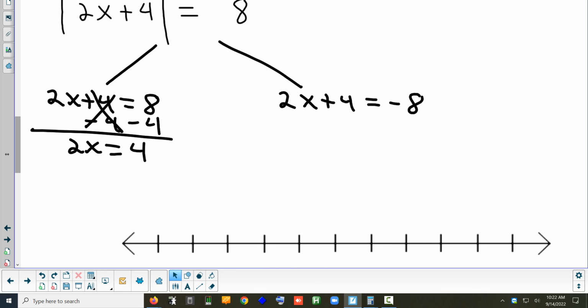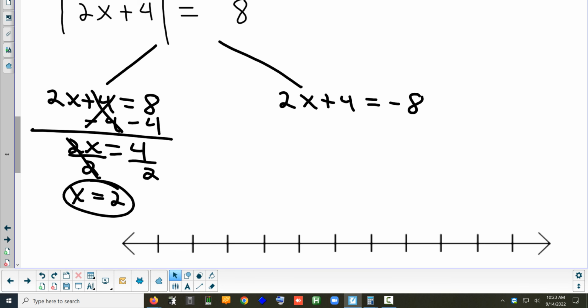Sean, what would be my last step? Divide 2x by what? 2. 2. And anything else? And divide 4 by 2. 2 divided by 2 is gone. And that gives me x equals how much? 2.